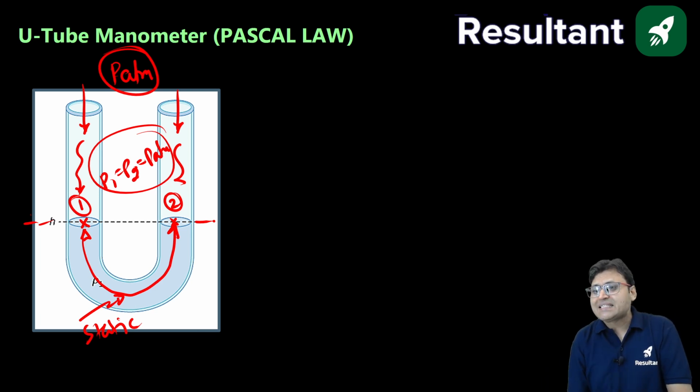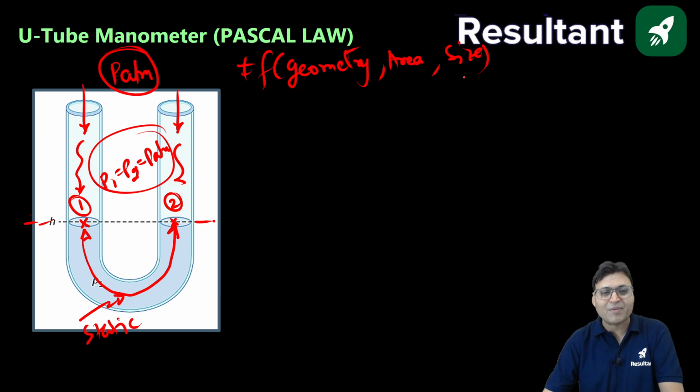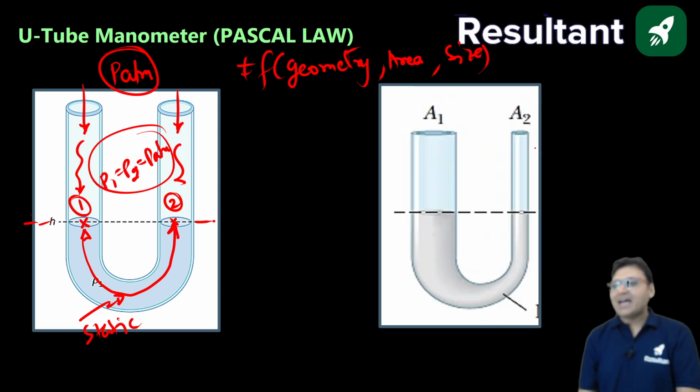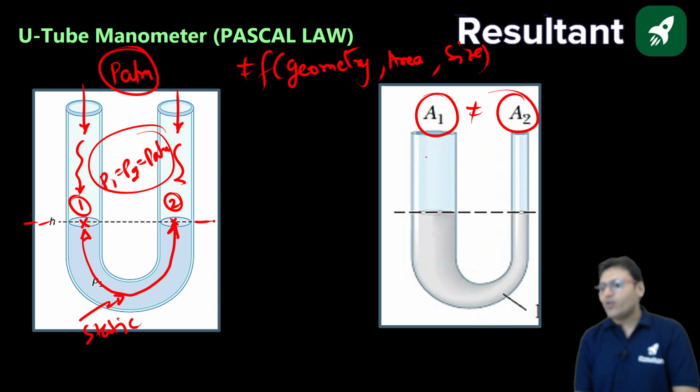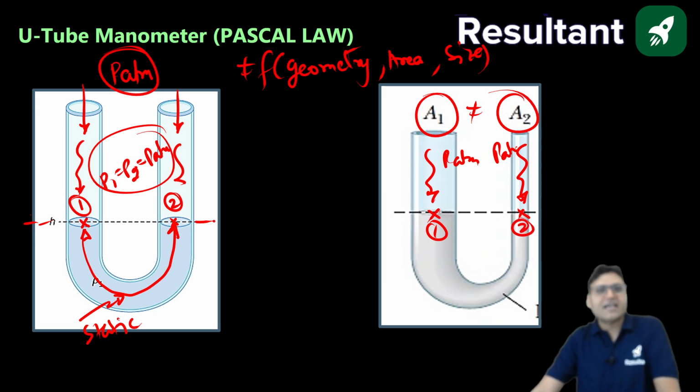This Pascal law has nothing to do with the geometry of the tube or area of the tube or size of the tube. It has nothing to do with the geometry, area, size. It only talks about the four conditions which I have already told you. Even if the area of both the limbs are not same, still, as long as both the limbs are open to atmosphere, the level or the point 1 and 2 will still lie in the same horizontal plane, because these 2 points are satisfying all the conditions of Pascal's law.